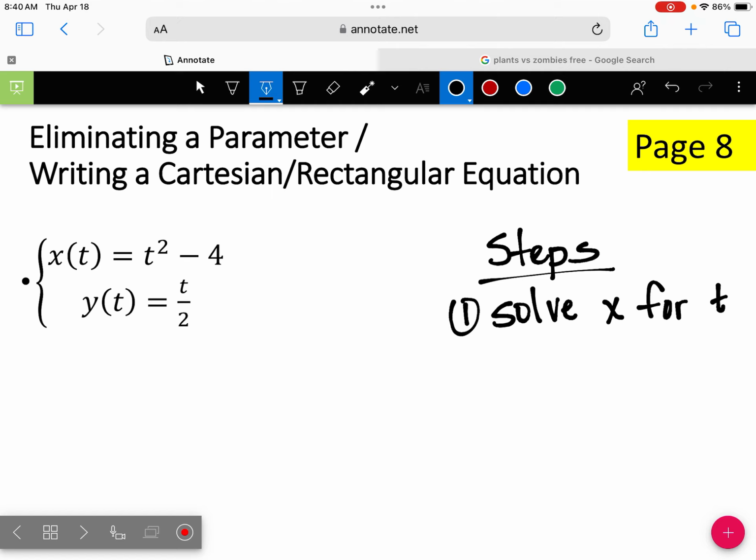All right, so let's get started here. For our last thing that we're going to talk about today is how do you write a Cartesian rectangular equation. And there's 3 steps. The first step is going to be to solve the x parameter for t. And we're going to work through the steps as we do it. So the first step is I'm going to take my x parameter and solve it for t.